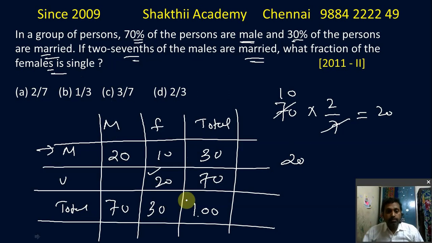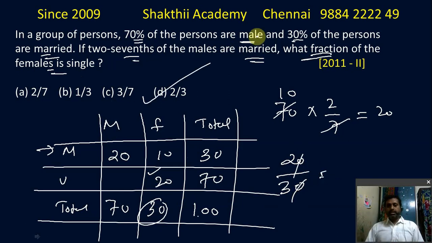Out of how many total female? Out of 30 female, divided by 30. So they are talking in terms of fraction. So 20 by 30. So 2 by 3. What is 2 by 3? Option D is the answer. That's it. Option D is the answer.